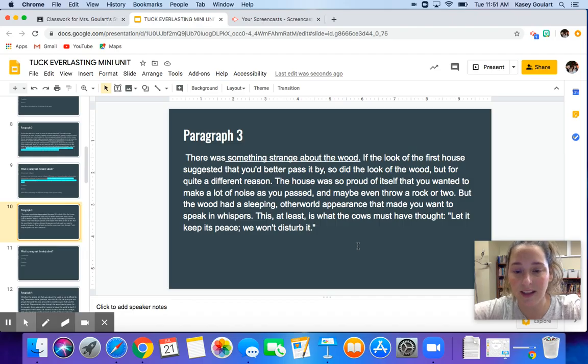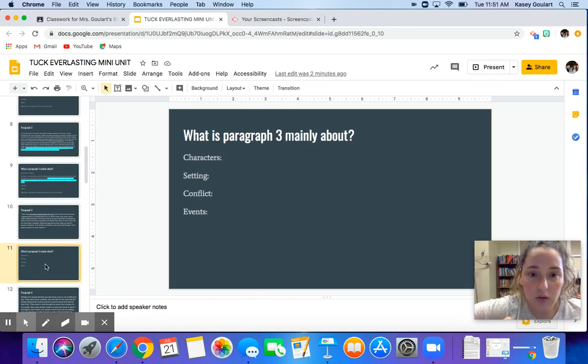We won't disturb it. I love that it's giving a lot of quotations to the cows who don't speak and to the house, how it seemed proud of itself. It's very interesting. That's figurative language. All right, so let's think about it. It says the very first sentence, there's something strange about the wood. Both the house, the first house, and the wood had a touch me not appearance. You better pass on by, but for totally different reasons. And I love that. That's huge. This is super important to what we're going to be doing at the end of the week in comparing or contrasting settings. Go to the next slide.